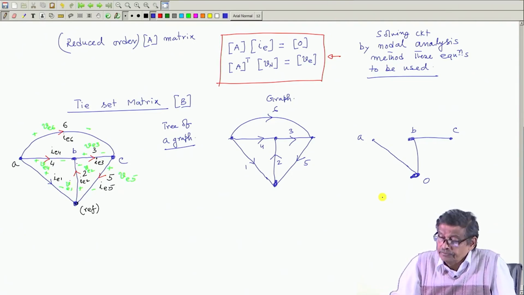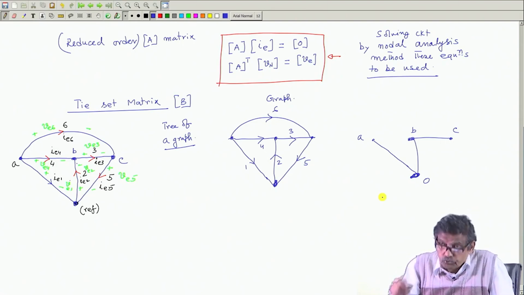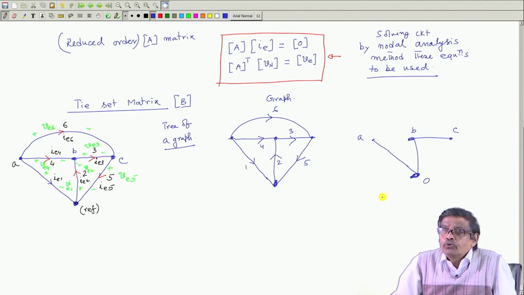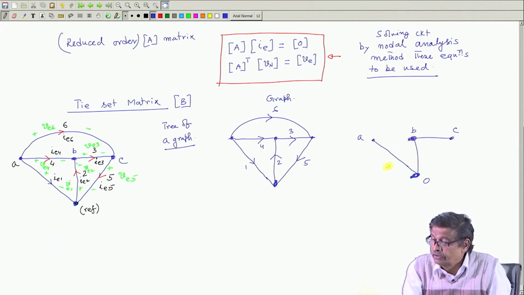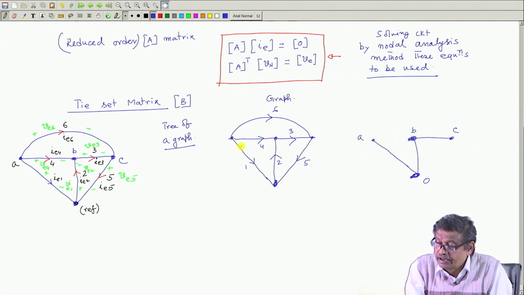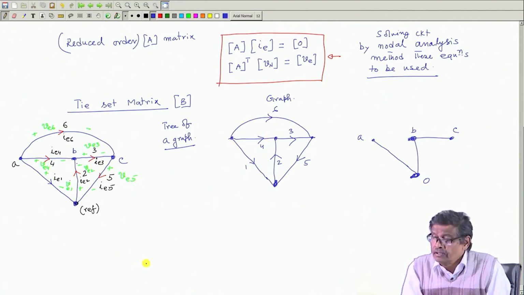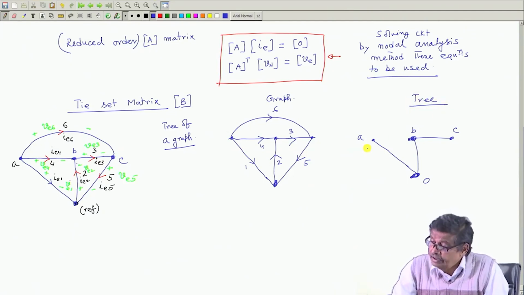Tree of a graph is a structure like this, where all the nodes will be present and there will be no closed path. That is it. For example, this I can call a tree of the network, because all the nodes I have shown, something is connected to each of the nodes and no loop has been formed like this. Obviously, tree of a network is not a unique configuration.